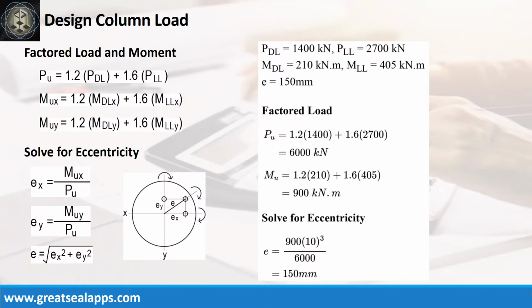Given axial dead load equals 1,400 kN and axial live load equals 2,700 kN, the factored axial load is 6,000 kN. Given moment dead load equals 210 kN-meter and moment live load equals 405 kN-meter, the factored moment is 900 kN-meter for an eccentricity of 150 mm.